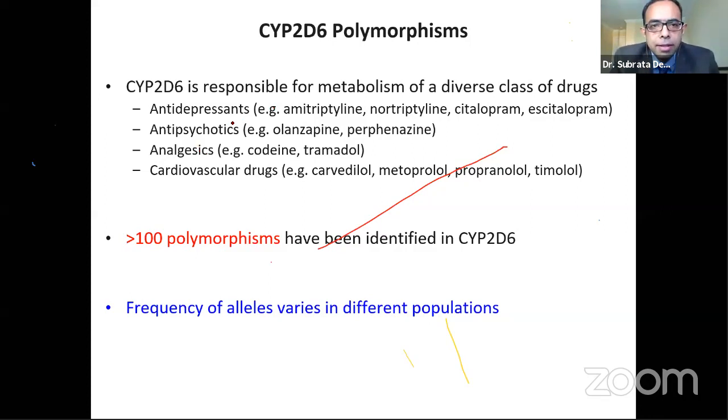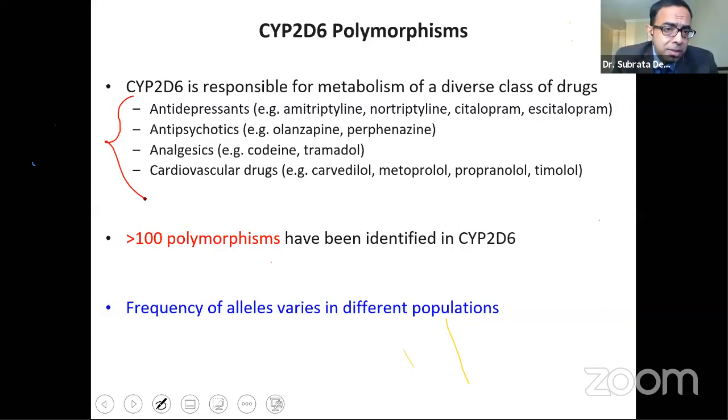So the next one is about CYP2D6. CYP2D6 is one of the major enzymes, as I mentioned, responsible for metabolizing a very important class of drugs: antidepressants, antipsychotics, analgesics such as codeine, and most importantly, a lot of cardiovascular and antihypertensive drugs are metabolized by 2D6. And there are more than 100 polymorphic forms, means in the population, if we measure today, there will be 100 different types of enzyme isoforms. That eventually is going to impact the metabolism, and the frequency of those alleles is different between different populations.